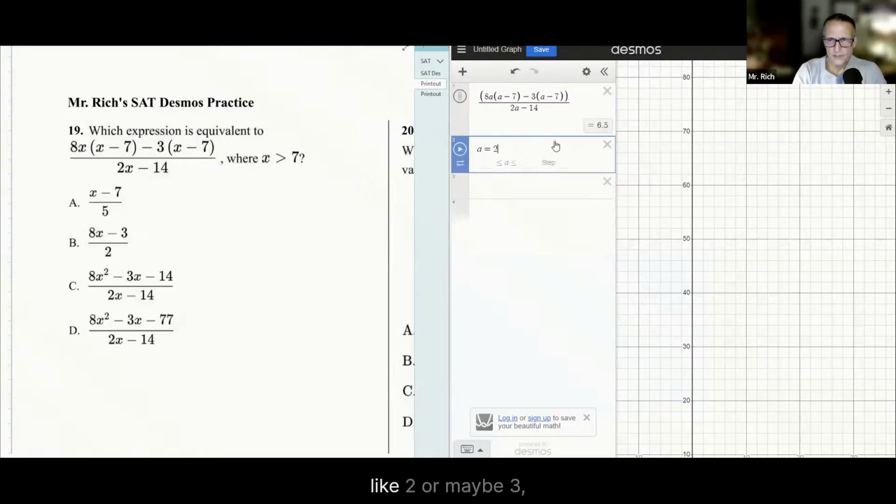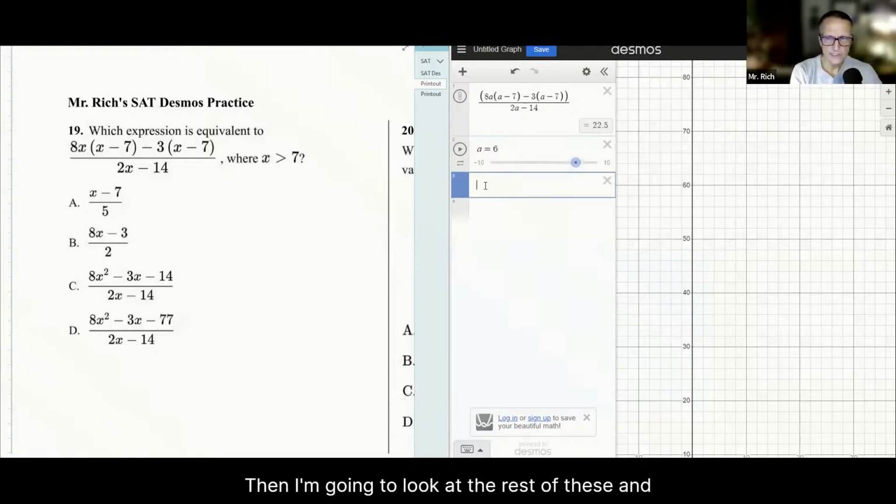Now I'm going to use one like 2 or maybe 3. So if I can get a whole number. I can't really get a whole number. How about 5 or 6? Okay, whatever. We'll stick with 6. Then I'm going to look at the rest of these and see which one would give me 22.5 when x is 6. Well, 6 minus 7 over 5 is not 22.5.